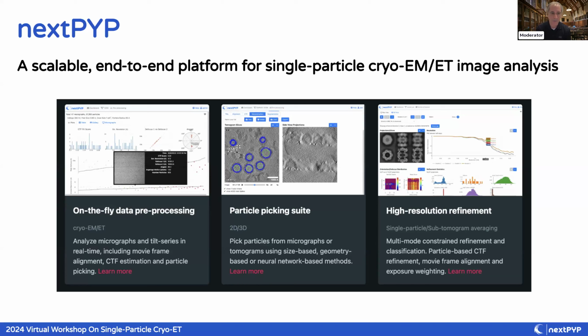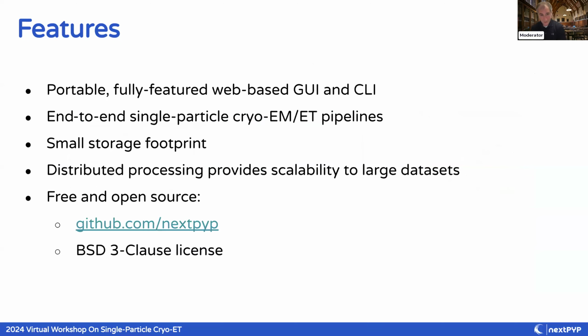Essentially, the package will allow you to process your data on the fly as you're collecting in the microscope, all the way from analyzing the raw frames to producing particles that may be ready for 3D refinement. It has a complete suite for particle picking that allows you to pick particles using different strategies from different samples, and it also has several components that allow you to refine your data to high resolution using a variety of different methods to get high resolution structures from your samples.